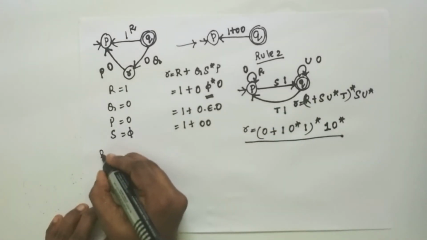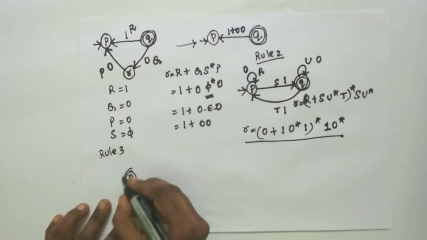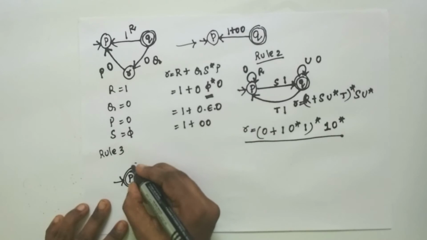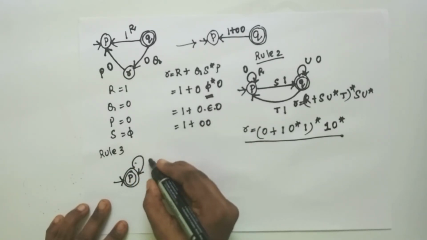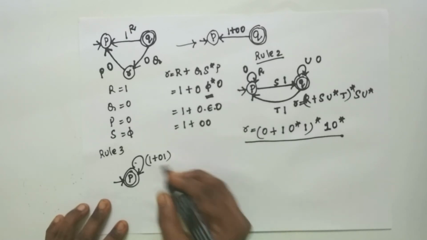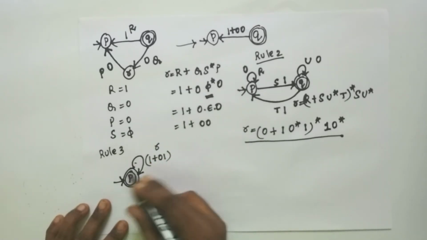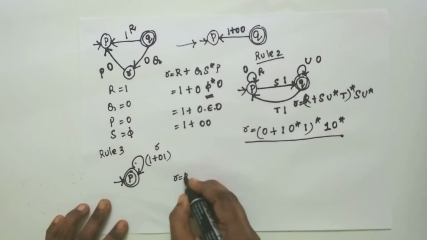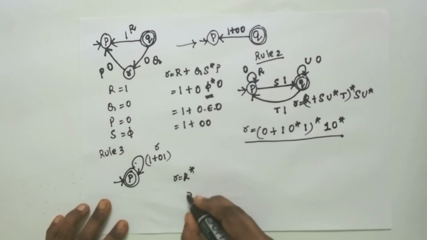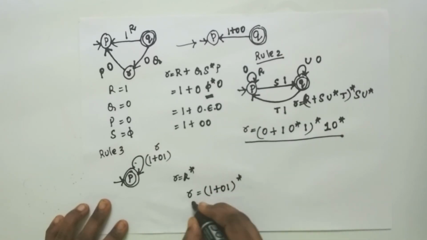Now let us see an example for rule number 3. Assume you have a single state which is both initial and final, and you have a self loop, in which you have like this. Now this is R, and the final regular expression for this automata is R equal to R star. So R will be now 1 plus 0 1 the whole star. This is the final regular expression.